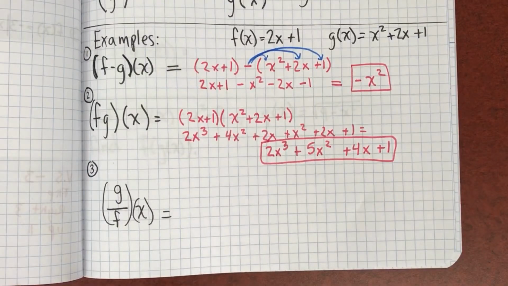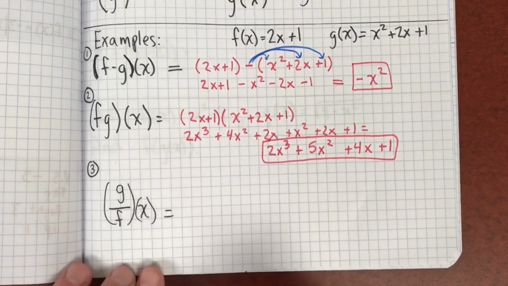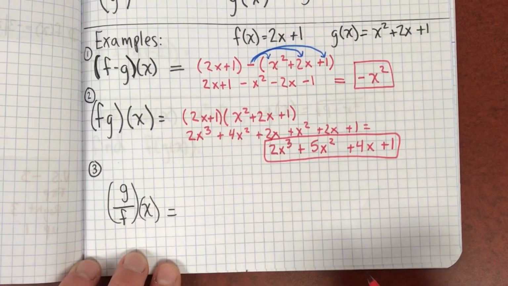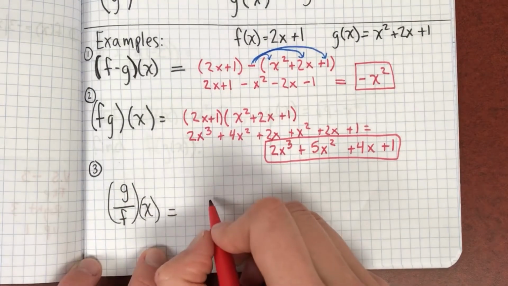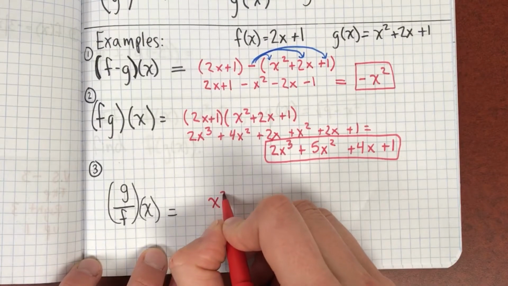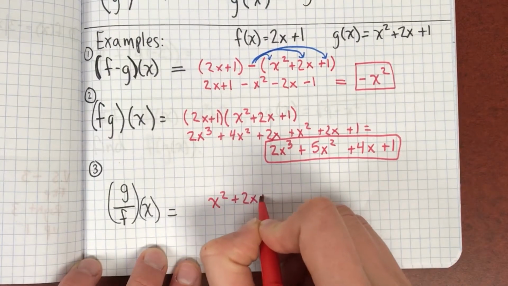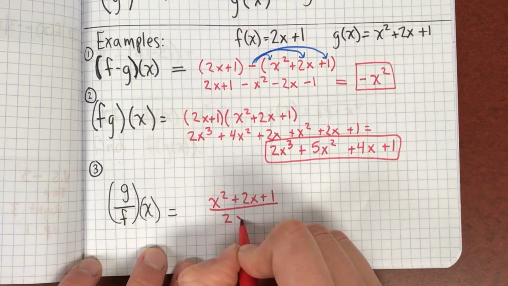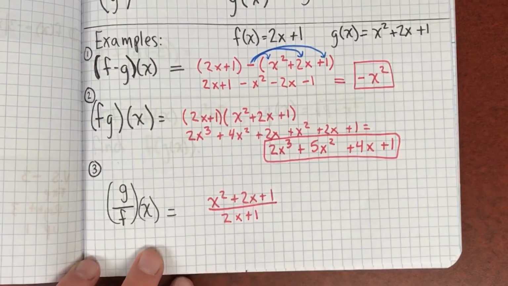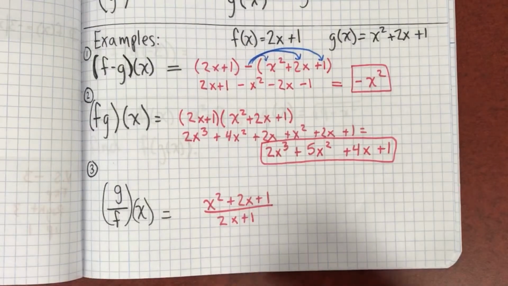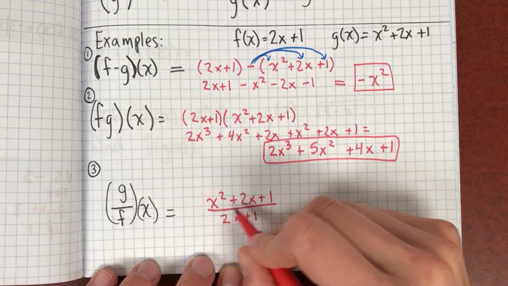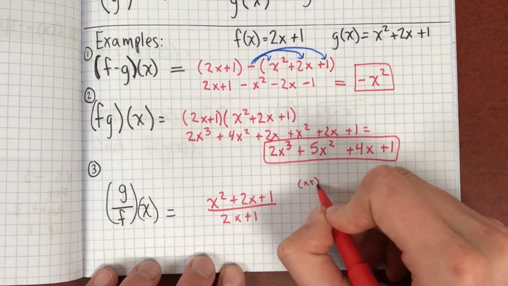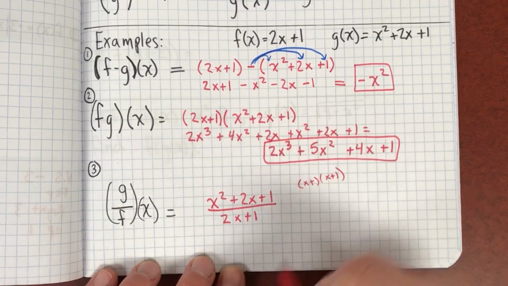All right, and then our last one, we're dividing our 2 functions. Now this time we are dividing our g function by our f. So we're going to put our g function on the top of our fraction. And sometimes when we have functions like this, it's always important to check to see if we can factor anything. We do know that x squared plus 2x plus 1 is x plus 1 times x plus 1.